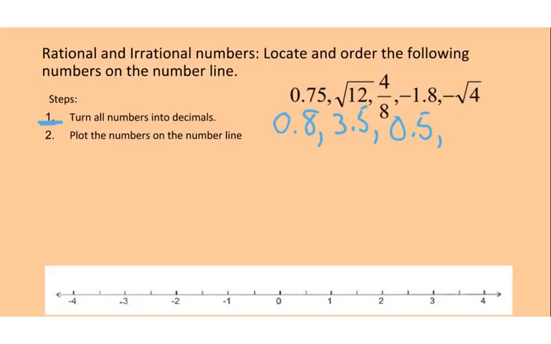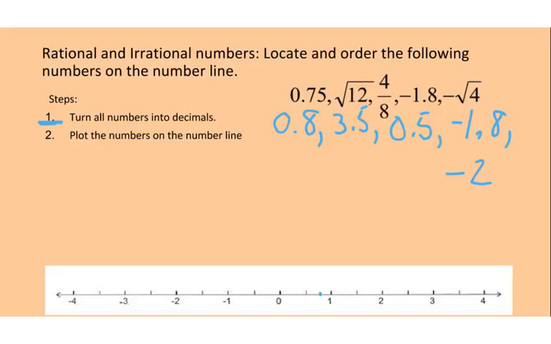Negative 1 8/10 is just the same. It doesn't change. And then I'm going to do the negative square root of 4, sorry. Negative square root of 4, which is negative 2, because the square root of 4 is a perfect square. So we're going to have negative 2. Now let's place those on the number line.